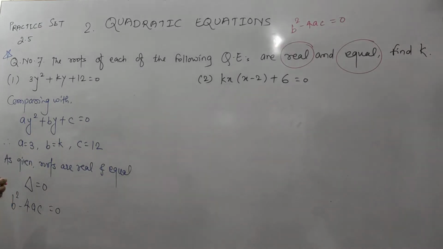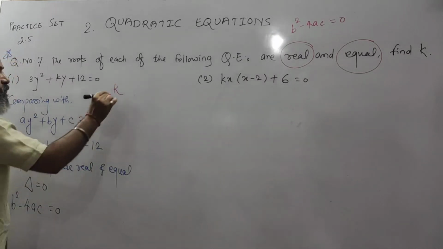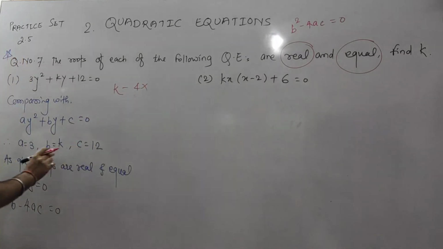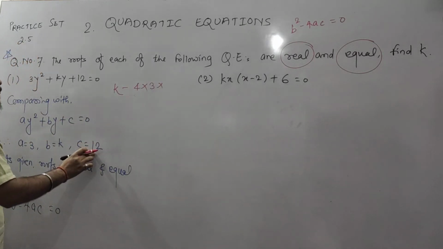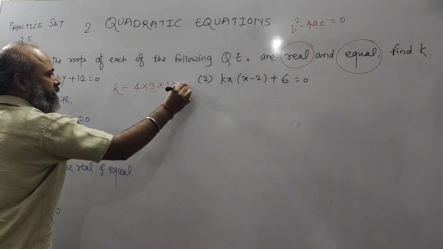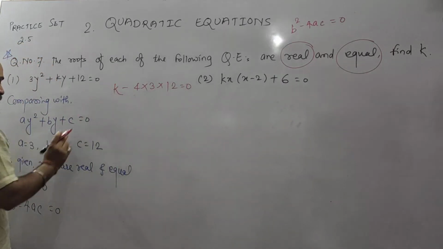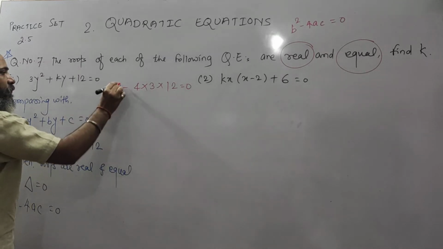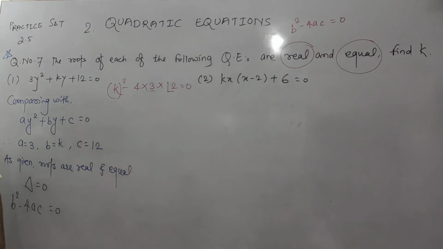Now student, b is k, a is 3, and c is 12, and this is equal to 0. This b square means k square, minus 4 into a which is 3, into c which is 12.